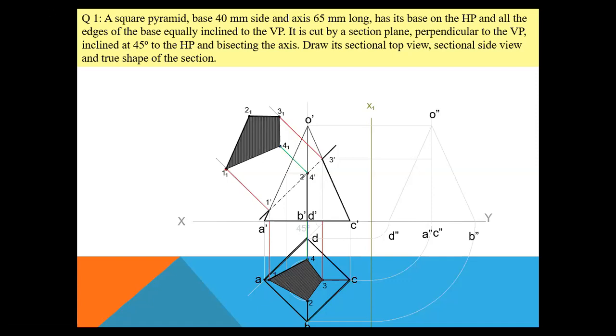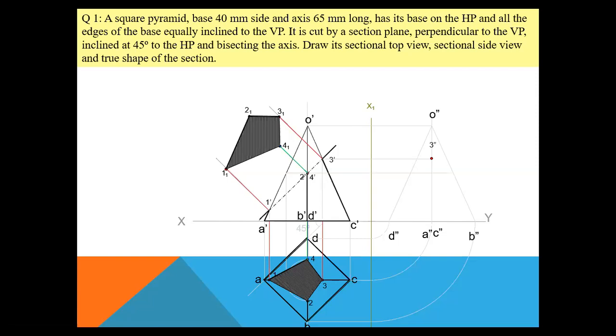Okay, sorry, they have firstly done this point 3 dash. Let us do the 3 dash first. See, point 3 dash I am getting on O dash C dash. Identify O double dash C double dash, that middle line. From point 3 dash I will draw a horizontal projection line meeting the O double dash C double dash line. This point will be your 3 double dash point.